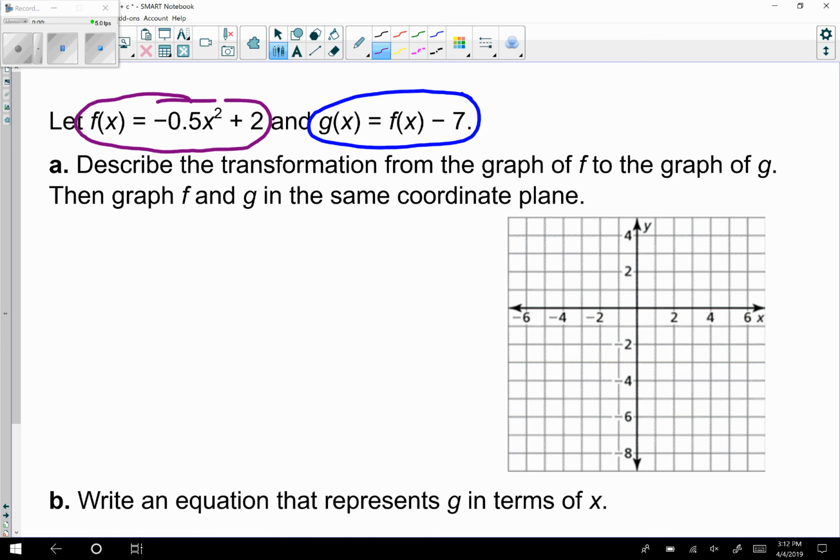Okay, so we're just going to start by graphing. The first thing I'm going to do is plot my y-intercept, or whatever you want to call it. I'm going to put it right there. And then, although I don't have a table there for you, let's quickly go through and make one. So here's x, here's y. I'm just going to do -2, -1, 0, 1, and 2.